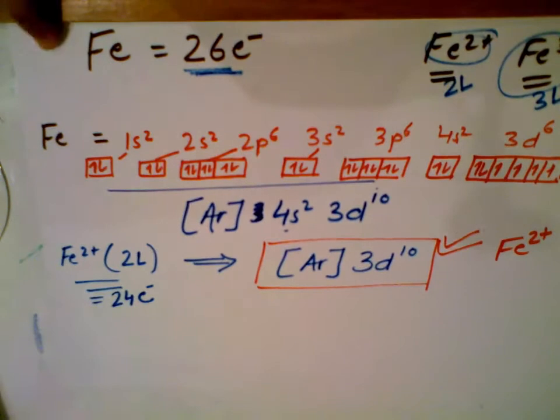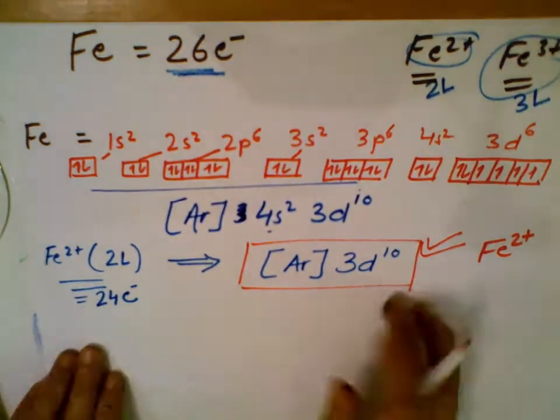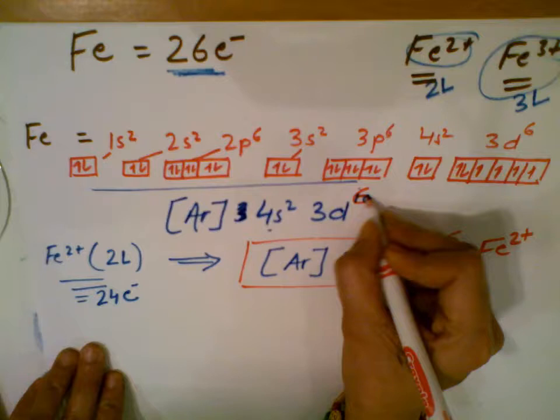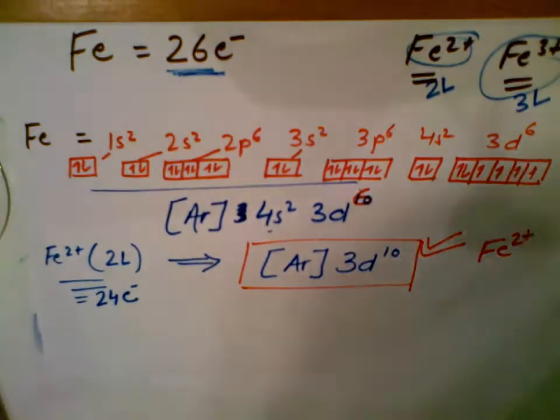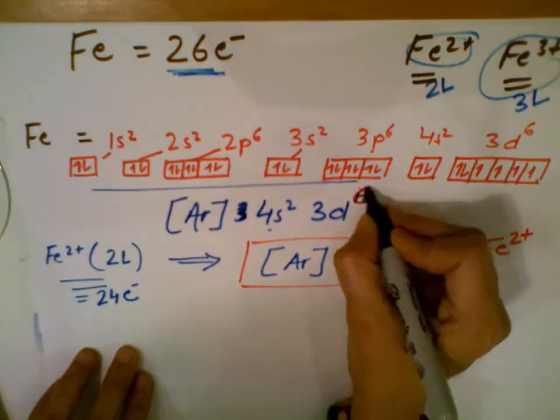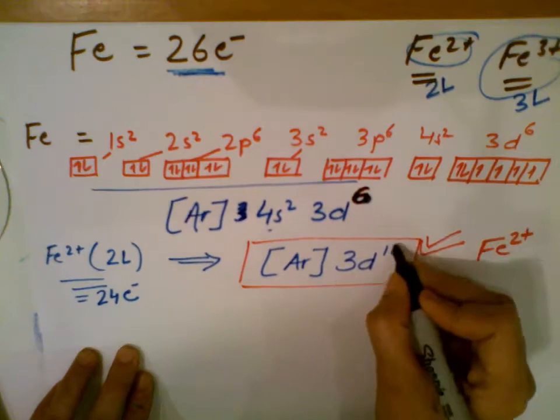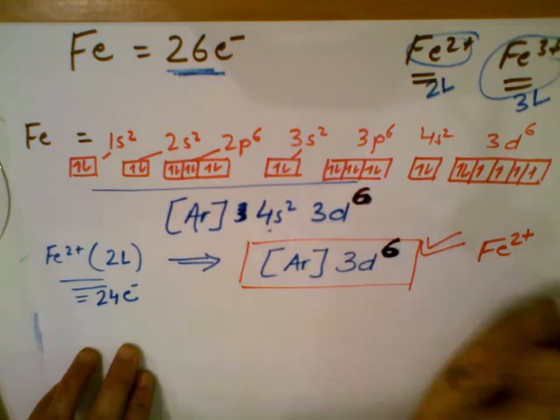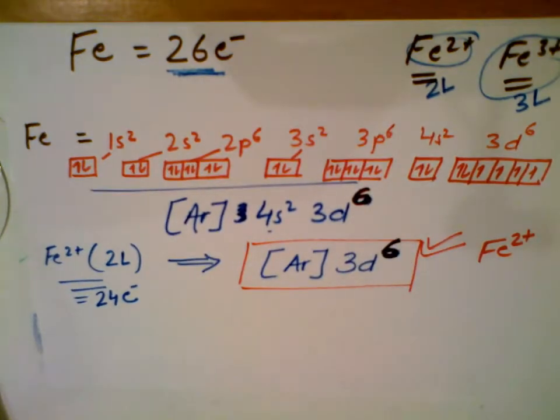Why am I writing 10? I'm so sorry, guys. It is 6 here, not 10. My apologies. 6 electrons. That was my mistake. I was looking at the maximum number of electrons. So 3d6. So that's for the Fe2+.